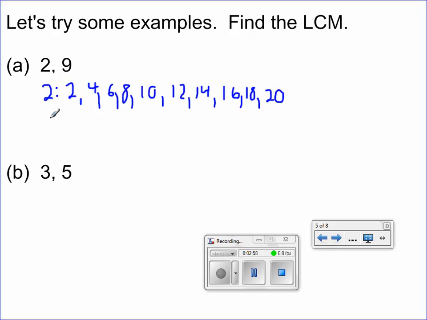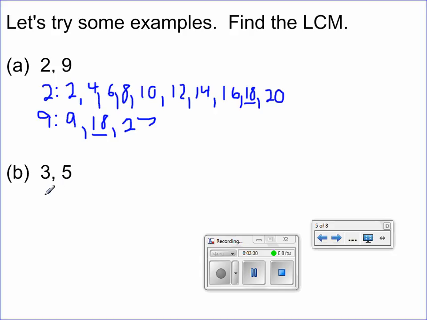I'm going to move on to a list of multiples for 9. And hopefully this list will be shorter. You know what? It is going to be shorter. Just go write one more multiple to be safe. But already I can tell that the lowest common multiple for 2 and 9 is 18.